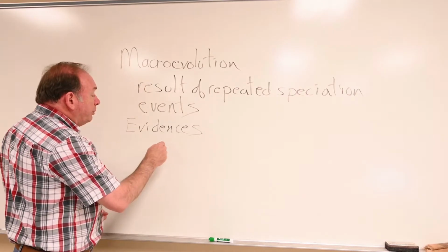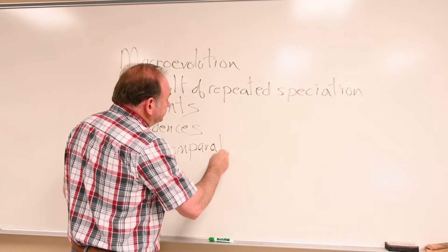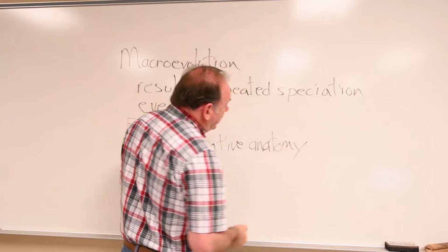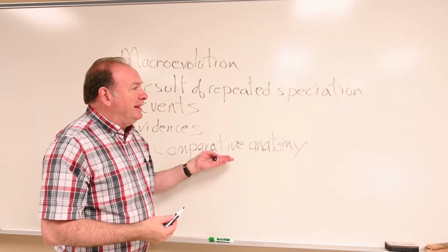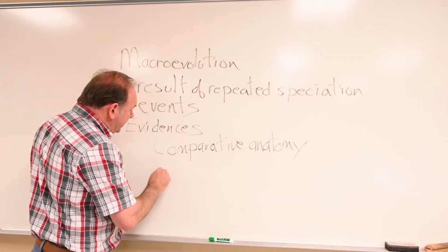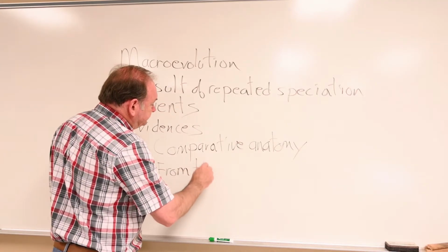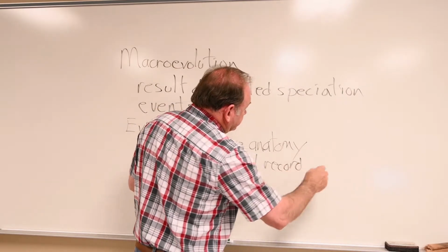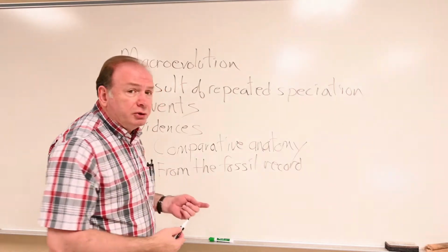And the first one is comparative anatomy. Just by looking at the anatomy of the different organisms and several different things we'll talk about having to do with comparative anatomy that lend evidence or support for the idea of macroevolutionary change. Along with that, we have the fossil record, paleontology. So we'll look at evidences in the fossil record that support the concept of macroevolution.